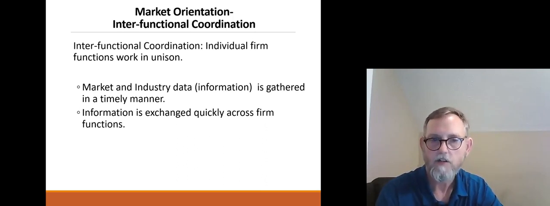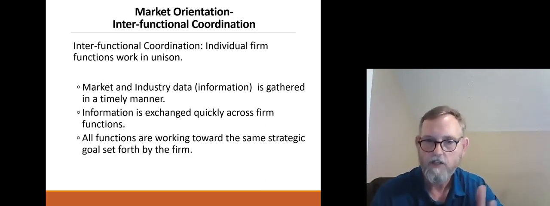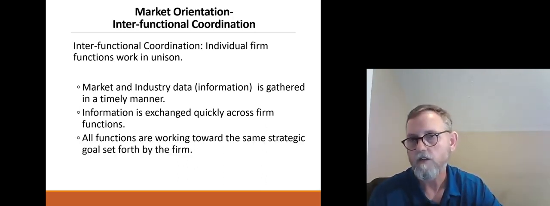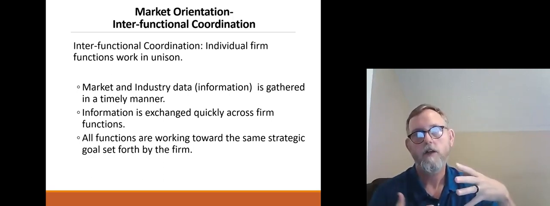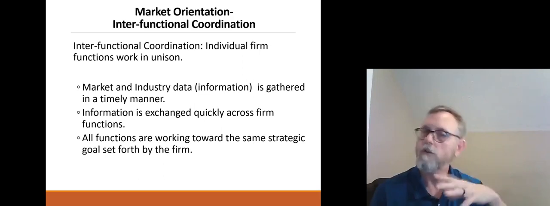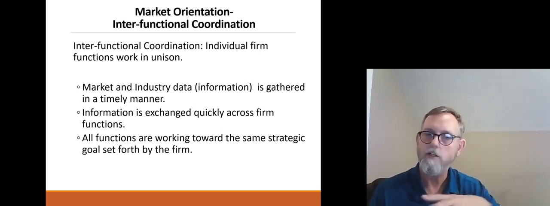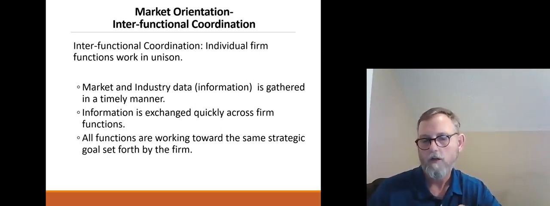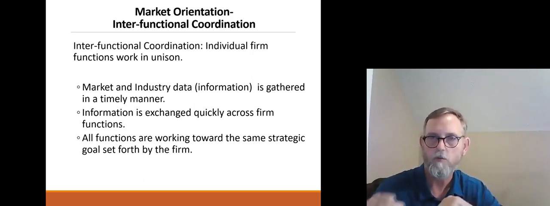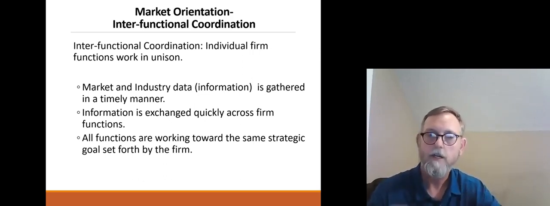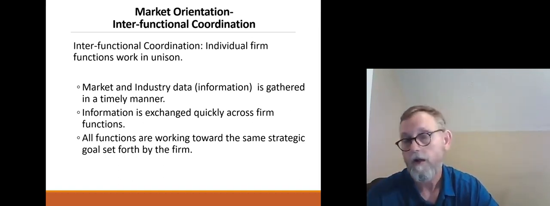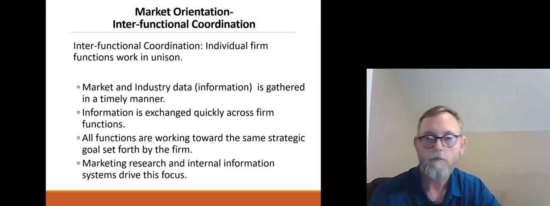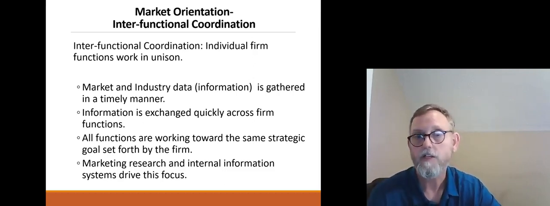Information is exchanged quickly across functions. All functions work together towards the same strategic goal. So we have a mission, we have a direction we want to go in. Well, is everybody working towards the same strategic goals, or are functions infighting? Is there internal turmoil or conflict that's drawing attention away from the goals of the organization? That would be problematic.